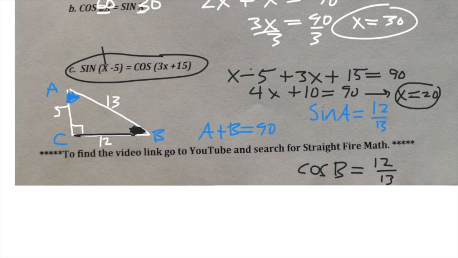If x is 20, this angle here is 15 degrees. If x equals 20, then this is 60 plus 15, which is 75. And just as we mentioned before, these two angles should make 90 degrees, and when they do, the sine is equal to the cosine. And you could type it in if you wanted to even check it even further. The sine of 15 is 0.2588, and the cosine of 75 degrees is also 0.2588.